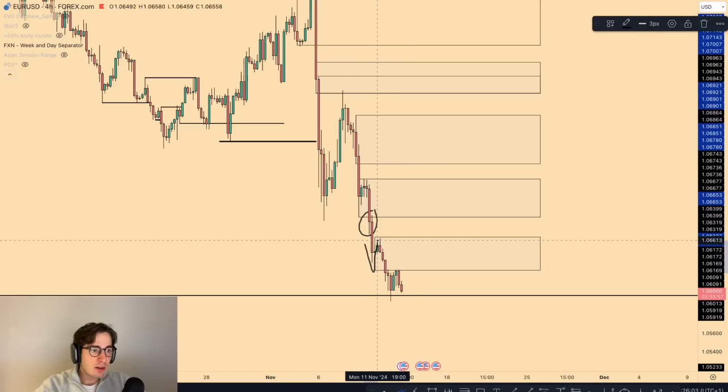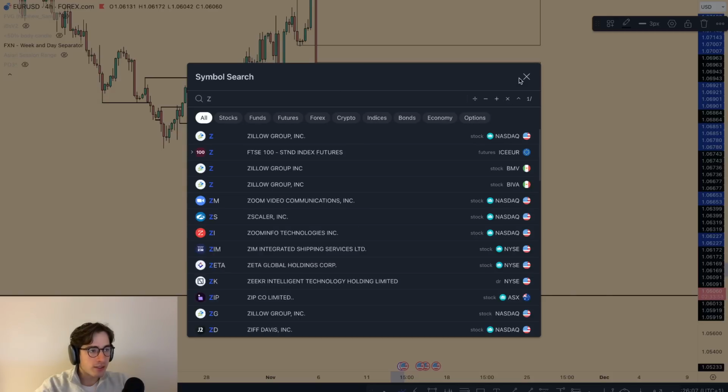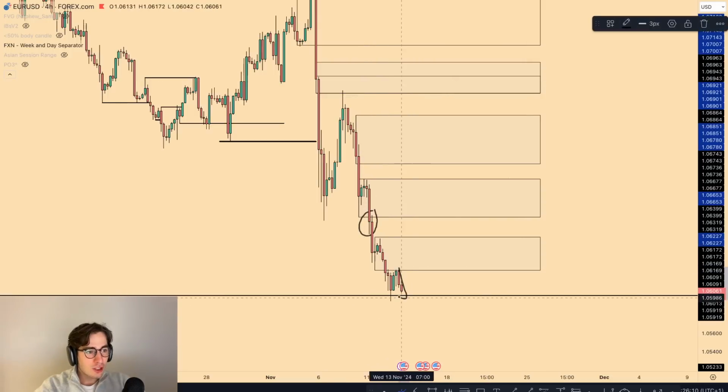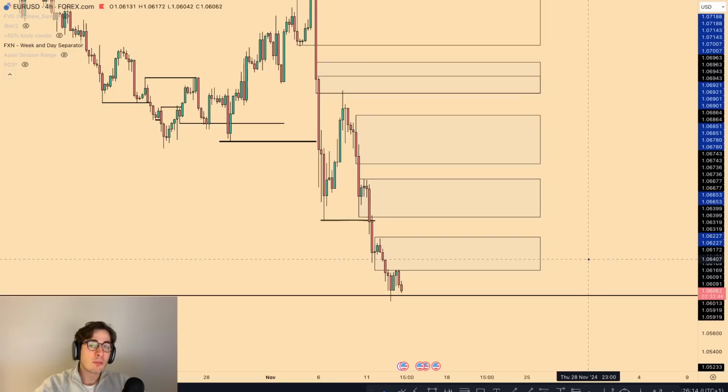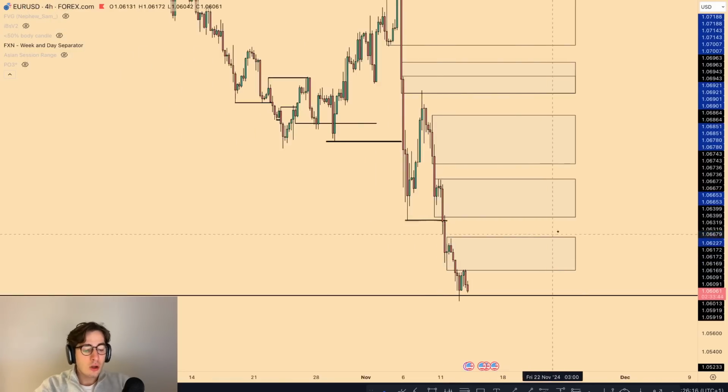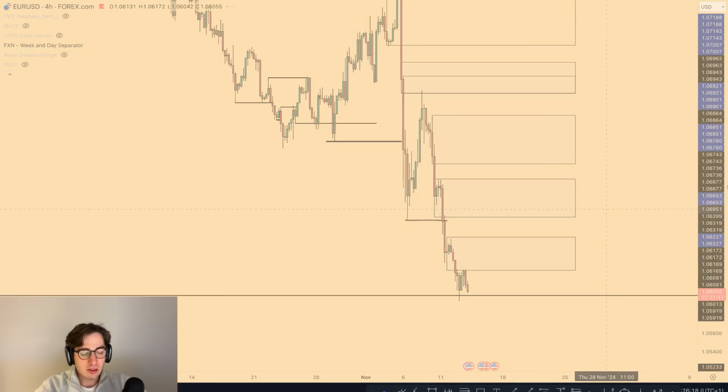Then again a push down, buy up, sell off again, we retrace, and then we sell off straight back down again. So this just shows the overall strength that there is in the market for sellers on EURUSD. So we are expecting still to see further downside here on euro dollar.